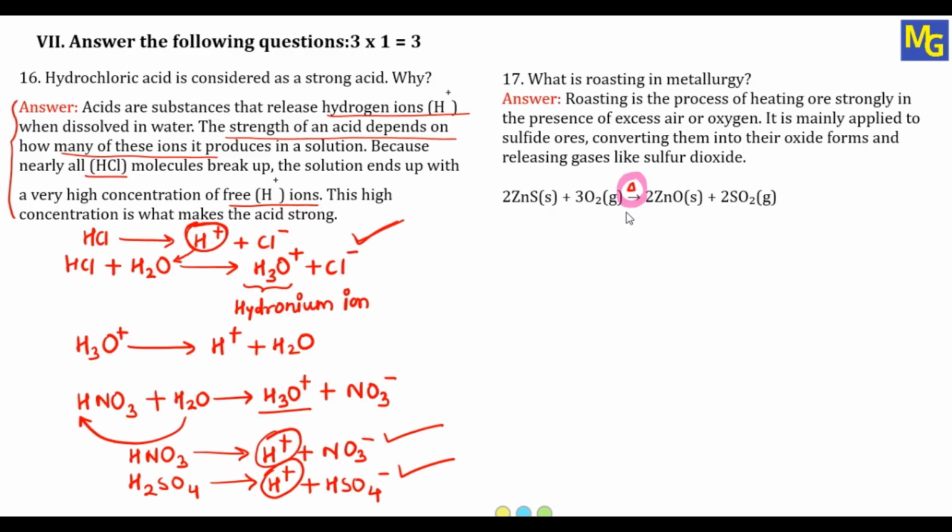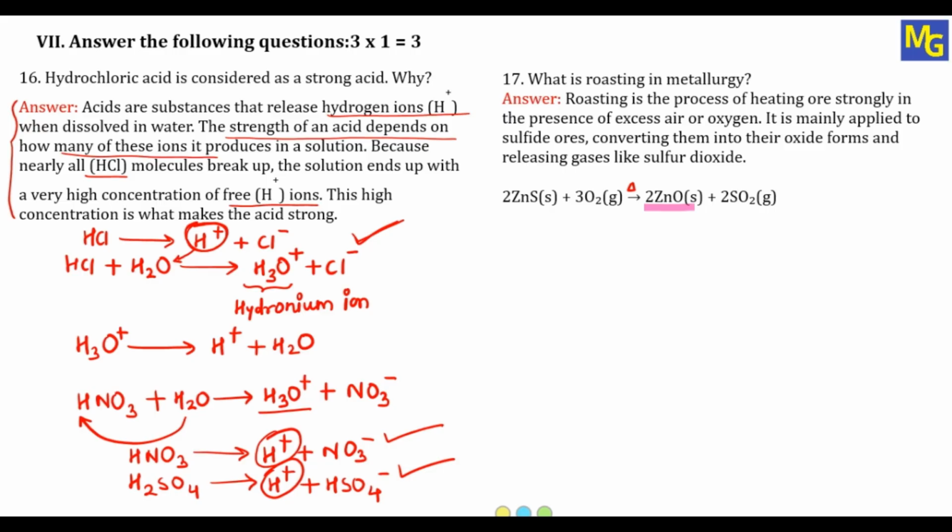When we heat this zinc sulfide in the presence of a large amount of oxygen, what happens? As I told, the sulfur combines with oxygen and becomes SO2, sulfur dioxide, which is a gas that goes off. Then only zinc remains. This zinc combines with oxygen and becomes zinc oxide. So the sulfur's place is taken by oxygen and it becomes zinc oxide. Earlier this ore was a sulfide and now it is an oxide because we have added oxygen.